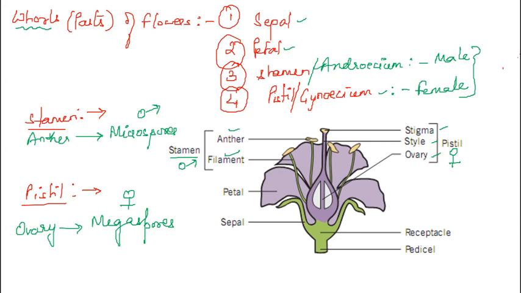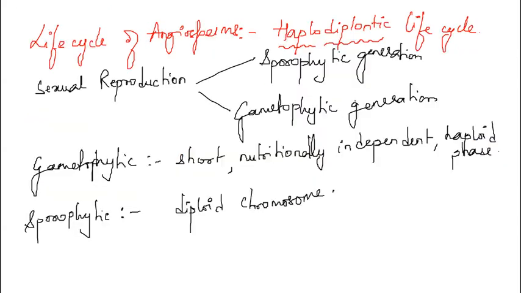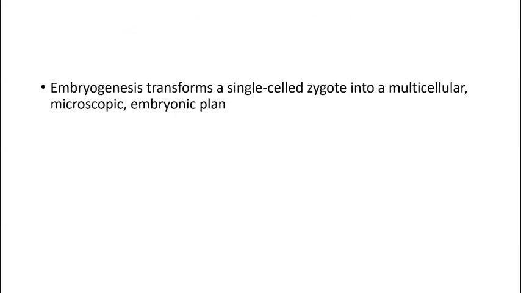Next we need to discuss the life cycle of angiosperm, which is haplodiplontic. So what is embryogenesis? Embryogenesis transforms a single celled zygote into a multicellular microscopic embryonic plant. This is just the definition of embryogenesis. So we need to discuss the life cycle of angiosperm.